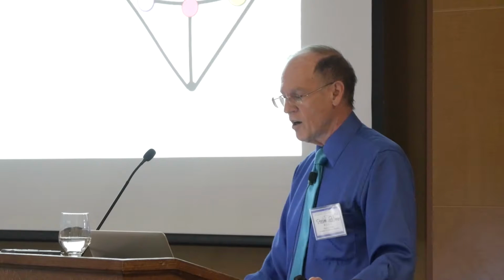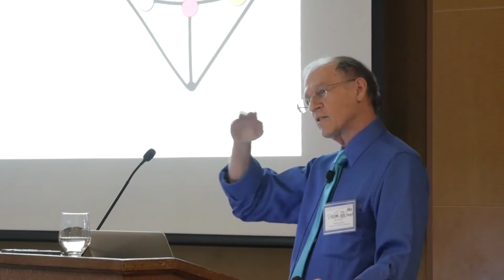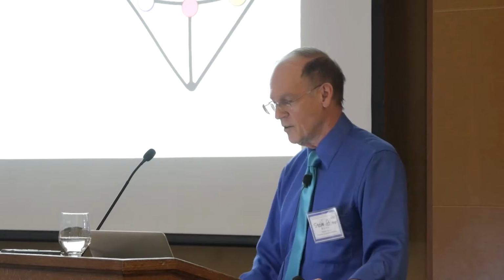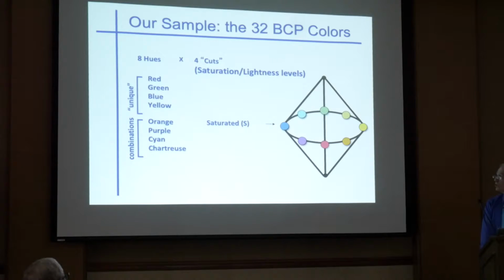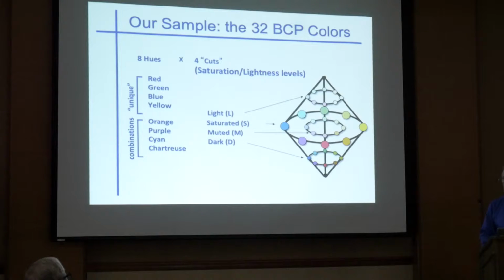And then we sample those colors at 4 different, what we call, cuts through this color space. The saturated colors, which are the ones around the outside, the most vivid versions of those colors. The light colors, which are about halfway between the saturated colors and white at the top. The muted colors, which are halfway between the saturated colors and neutral gray in the middle. And the dark colors, which are halfway between the saturated colors and black at the bottom.